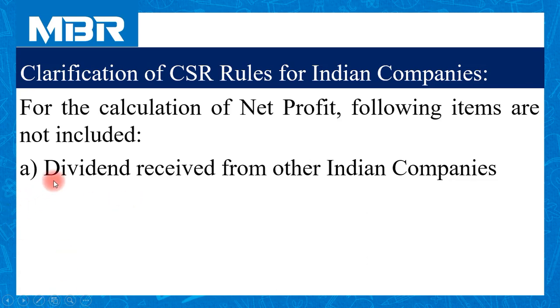So this amount of dividend received from other Indian companies is exempted from tax as per section 10 of the Income Tax Act. Dividend received from other Indian companies is exempted. So the income itself is exempted income. Exempted income means this income is not considered under taxable income of the company, and that is why the net profit calculation for CSR should be out of this particular range of income.